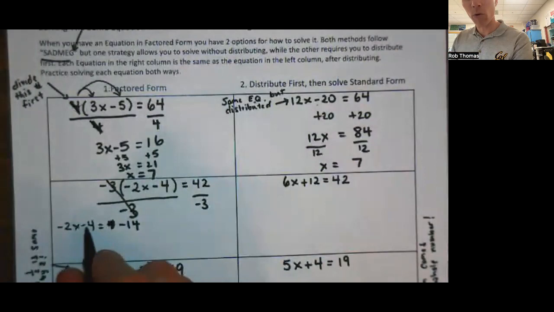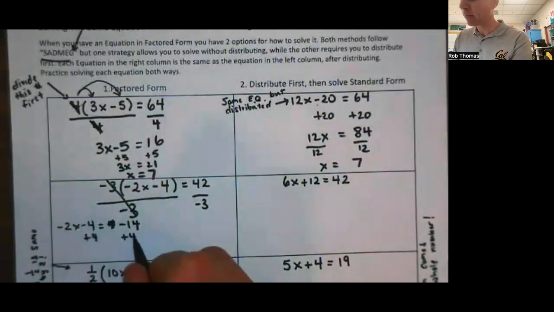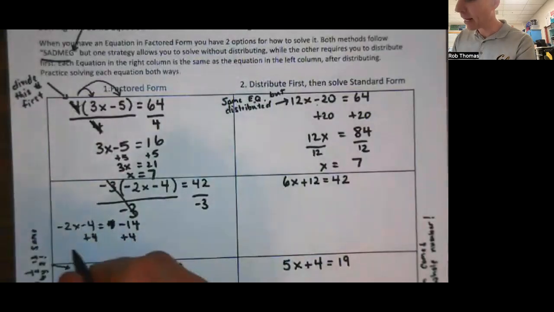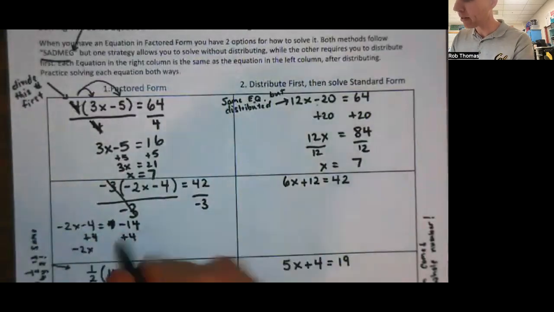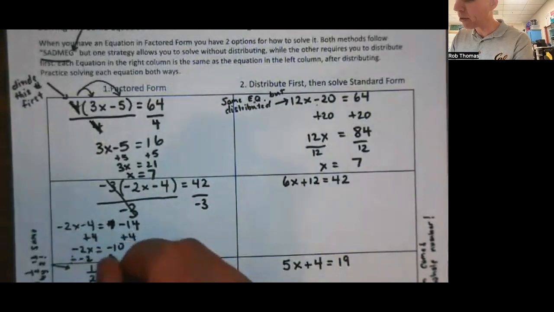I have a -4 in my equation, so I will add 4. And I get -2x equals -14 plus 4 is -10. And so I divide by -2 on both sides.